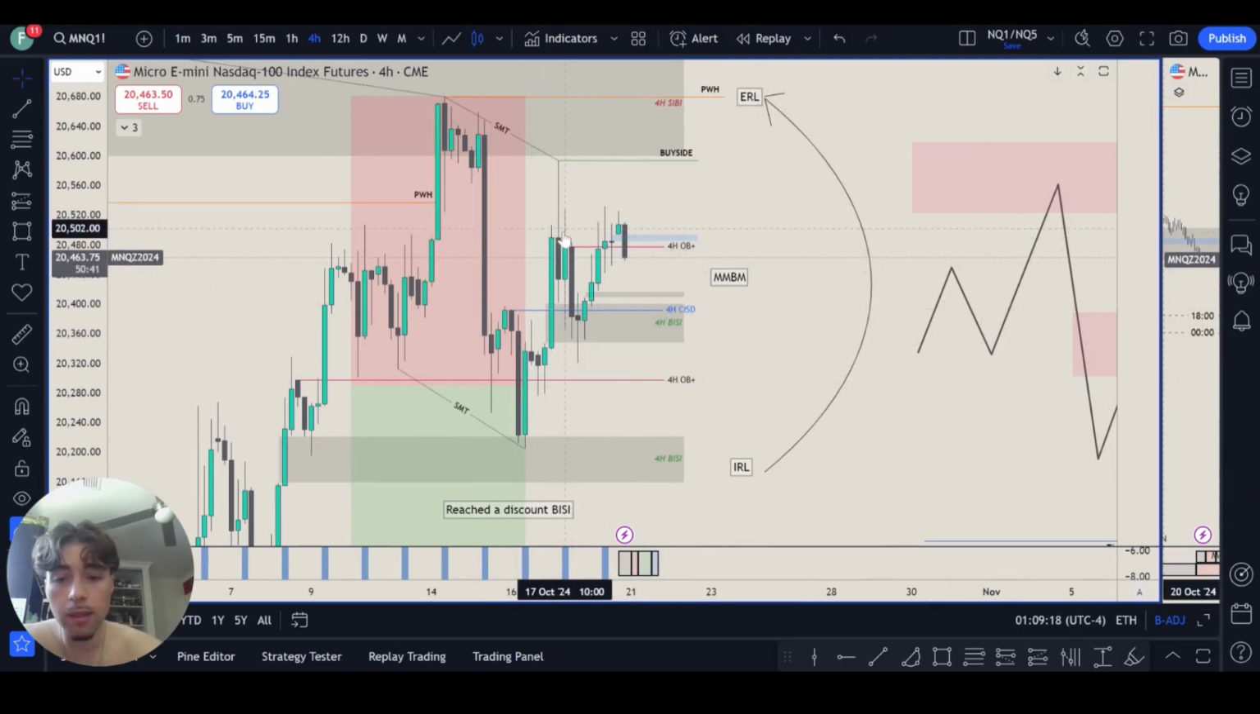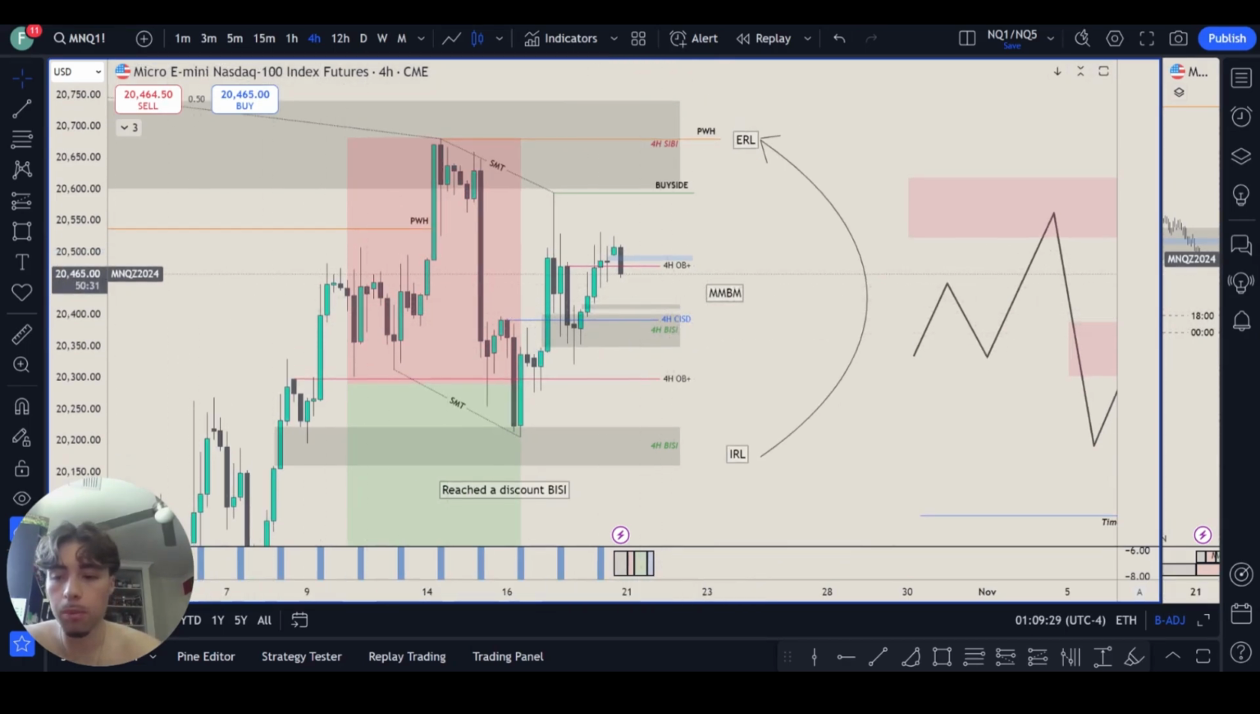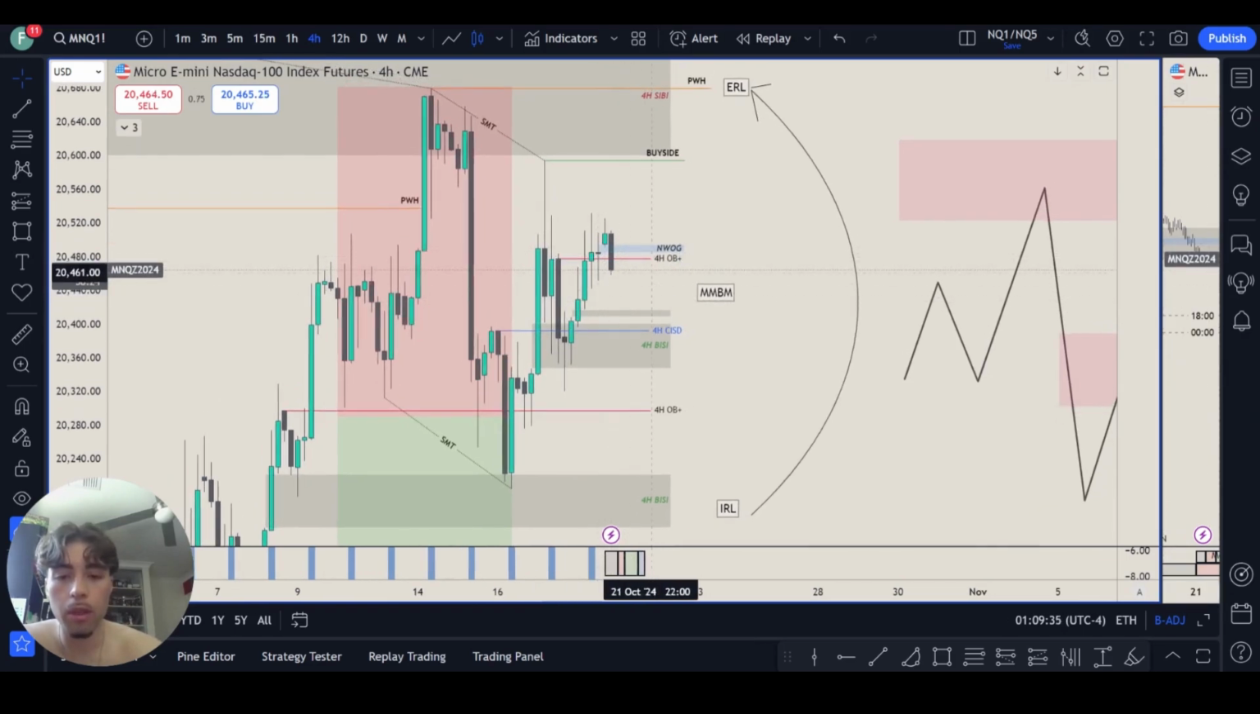Price retests it. Okay, we tap back into it, respecting this 4-hour BISI here, and we start to expand higher with more BISIs being created. So I see a lot of bullish momentum in the market right now, and you can see this is the new week just starting up now. So we have this new week opening gap. Price is rebalancing this 4-hour order block right here.